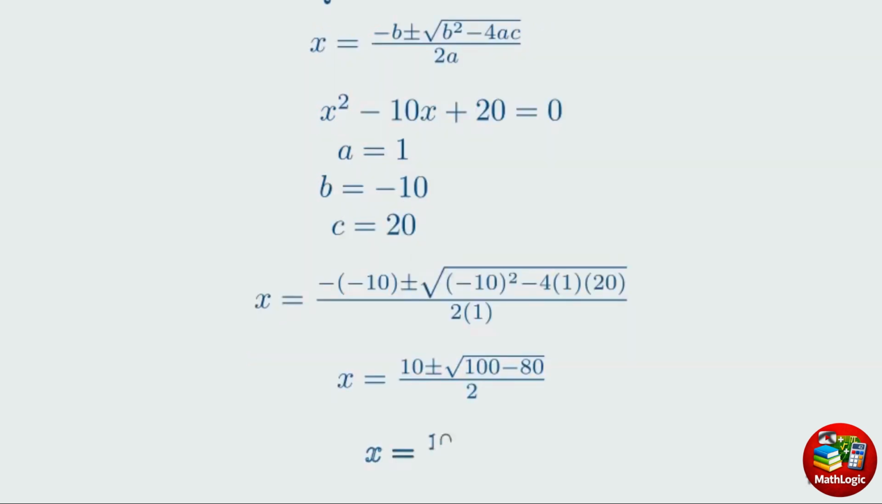This is the exact value of our solutions for x. We found our two possible values for x, but we can simplify them further. Let's start by simplifying the square root of 20. We can rewrite the square root of 20 as the square root of 4 times 5. Since the square root of 4 is 2, this simplifies to 2 times the square root of 5.